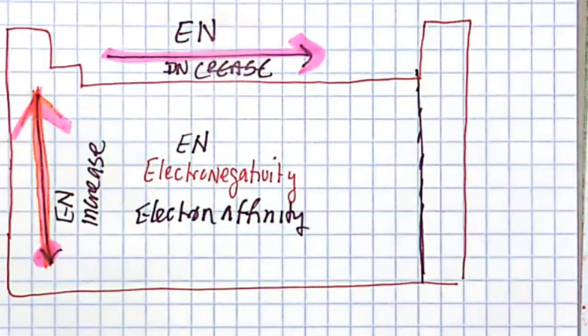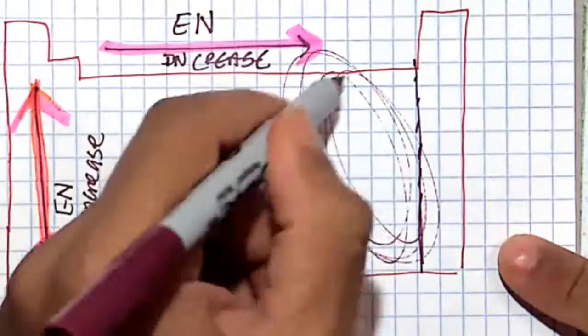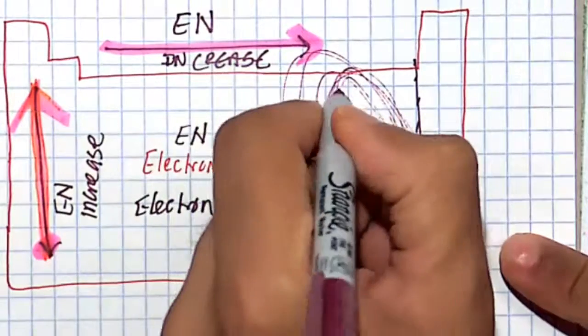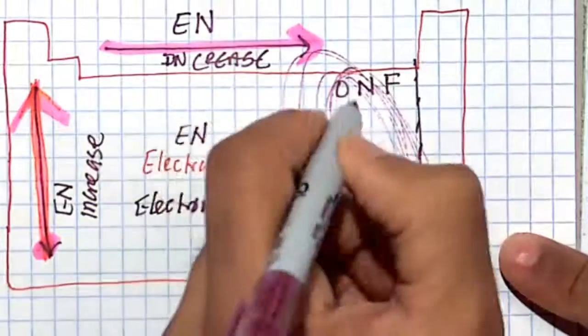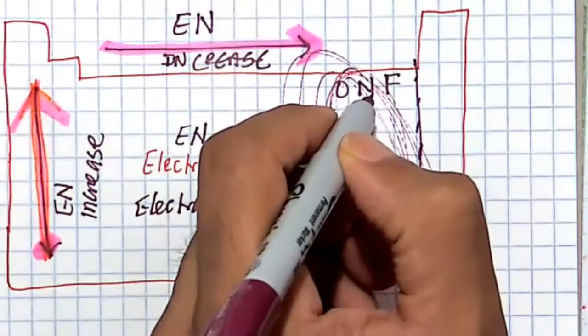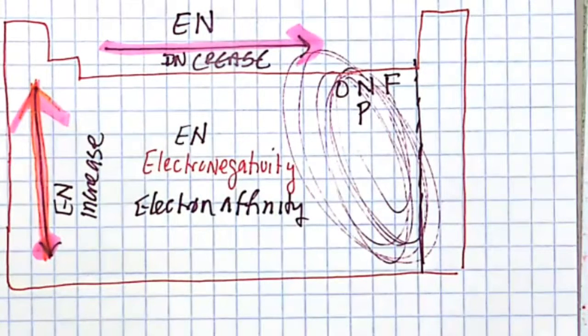So let's give you a general idea. Mostly let's focus here in the periodic table: your halogens, your oxygen, your nitrogen, your fluorine, obviously all the halogens, your phosphorus. These are generally going to be the elements that really pick up electrons and are attracted to them.